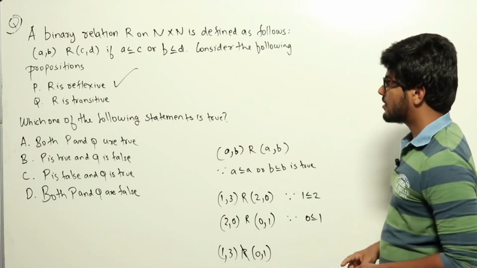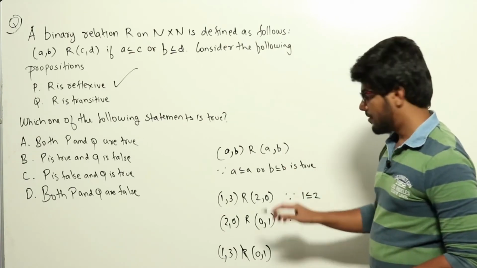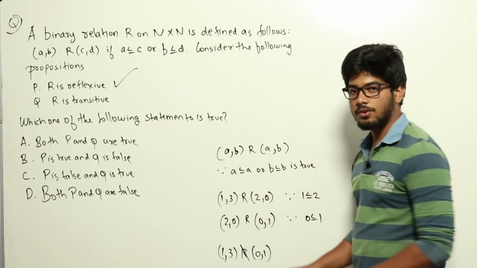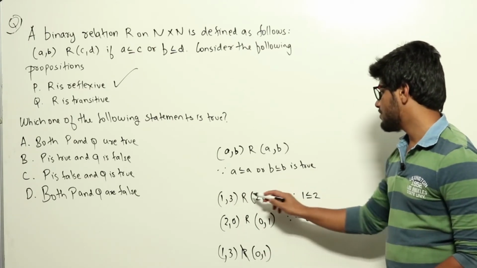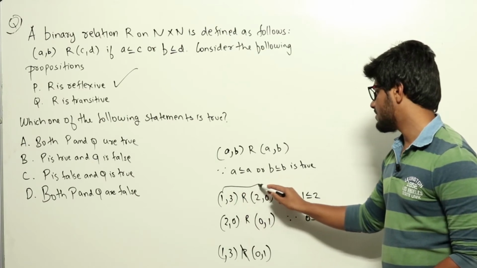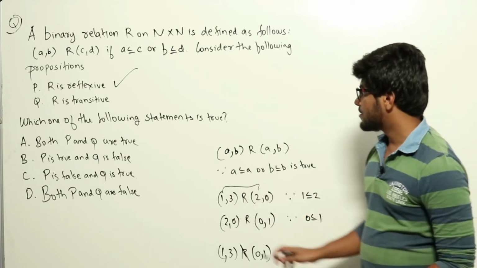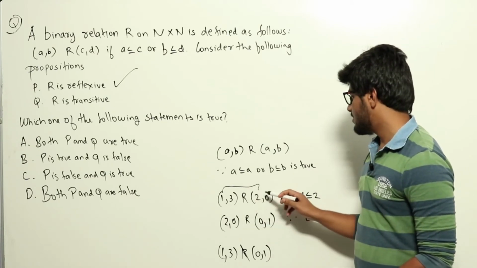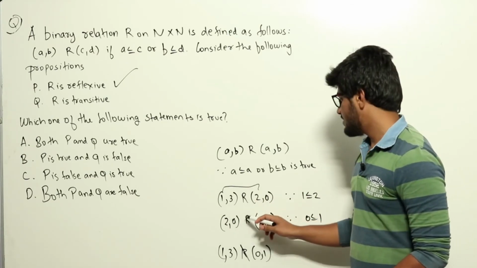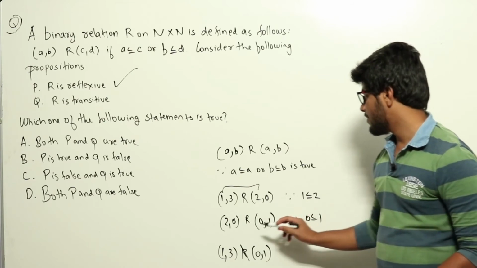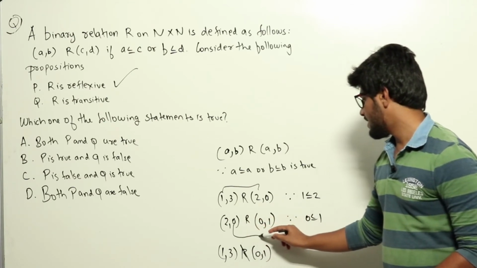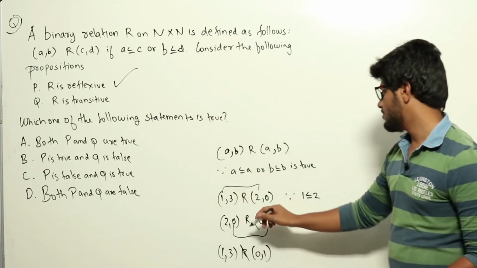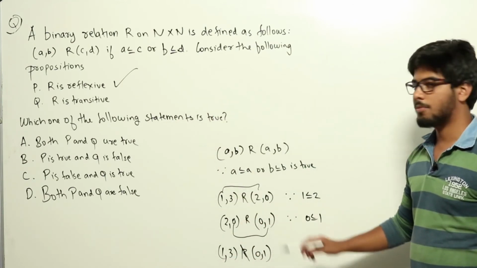Now let's take a look at Q. R is transitive. Now if you consider this, (1, 3) is related to (2, 0) since 1 is less than or equal to 2. Here 1 is less than or equal to 2. This satisfies the condition A less than or equal to C. Similarly, (2, 0) is related to (0, 1). That's because 0 is less than or equal to 1. This satisfies the condition B less than or equal to D. So (2, 0) is related to (0, 1).